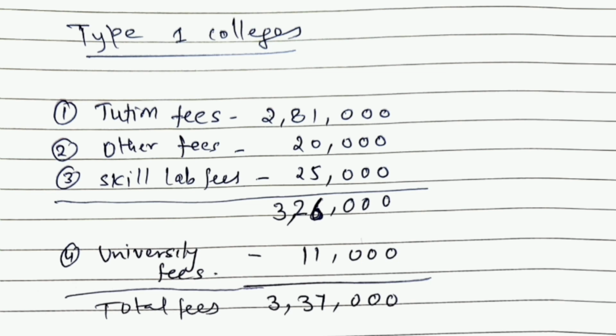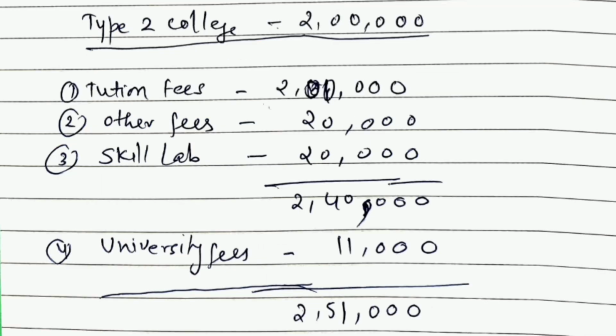The skill lab fees are to be paid in the college. And during your academic year, there will be a VTU fee of approximately 11,000, which will be charged to all the students, irrespective of whether they are KCET, COMEDK, or coming from the management quota. This 11,000 will be charged later. So basically, if you see overall, it will be like 3,37,000 for type 1 students.